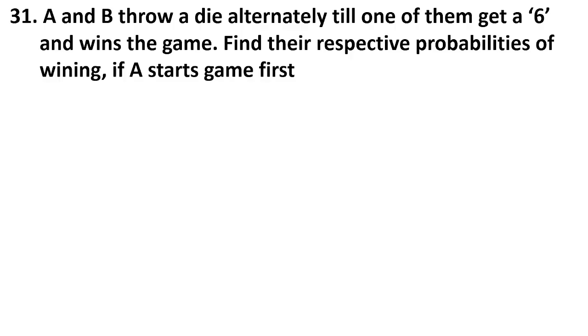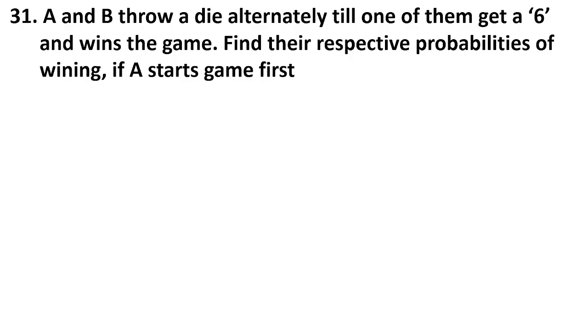Now move on to question number 31. A and B throw a die alternately till one of them gets a 6 and wins the game. Find the respective probabilities of winning. This is a problem where you get an idea that it will be going on continuously. It will not stop. They are not trying just 2 times or 3 times. They are trying n number of times till A wins.